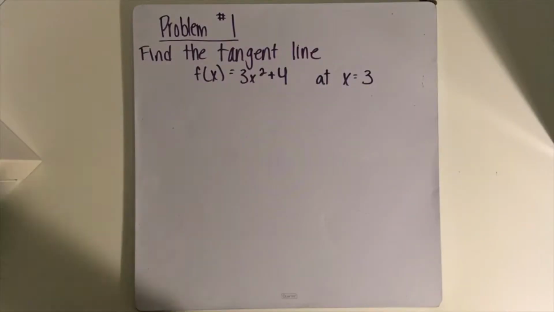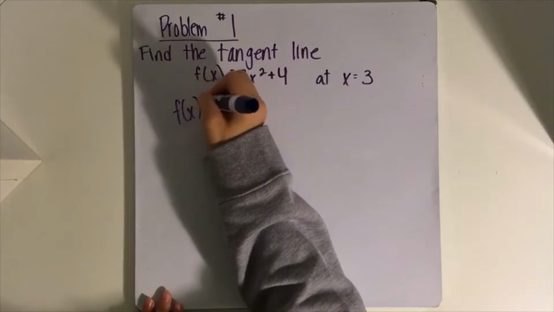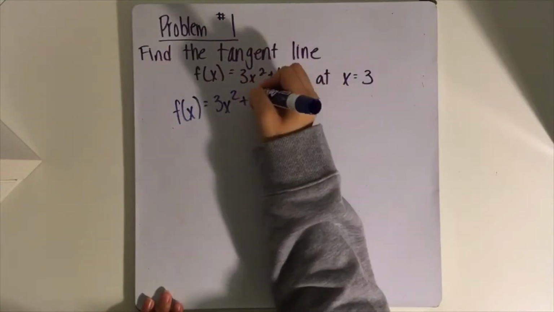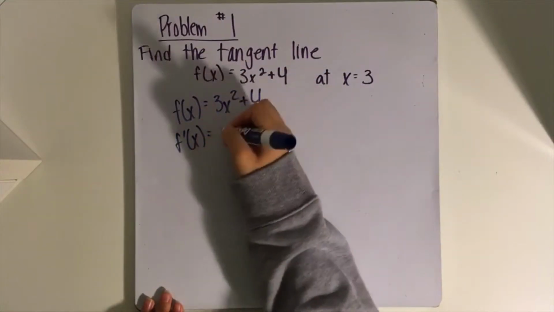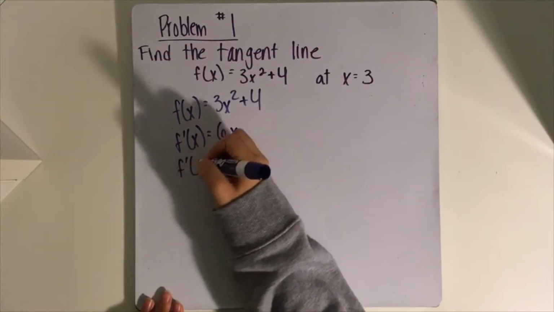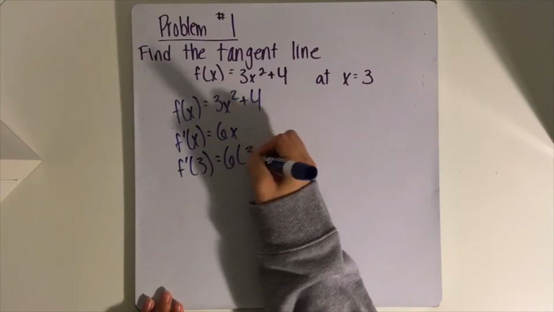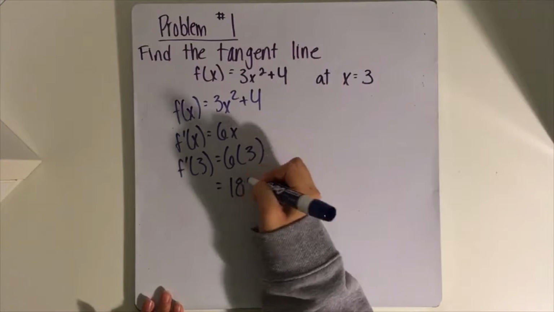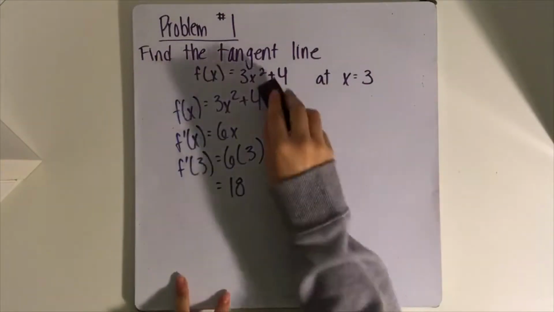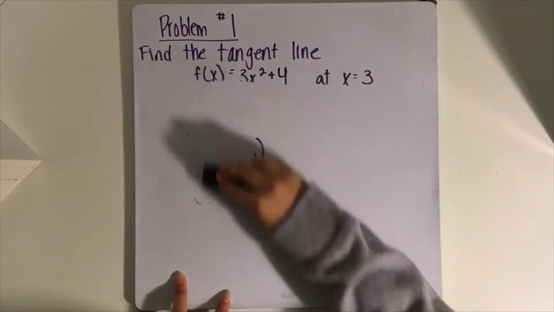In this problem, you have to find the tangent line to f(x) equals 3x squared plus 4. The first step is to find the derivative. By using power rule, the derivative is f prime x equals 6x. Then you plug in x equals 3 to find the slope, which is 18.